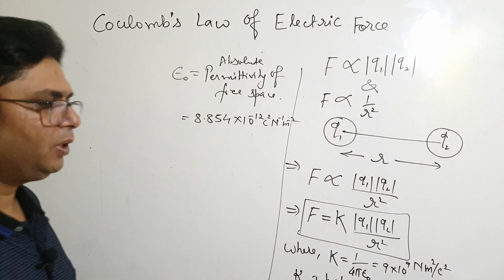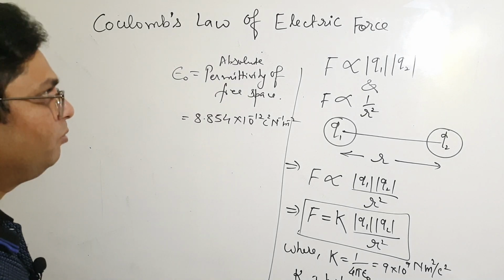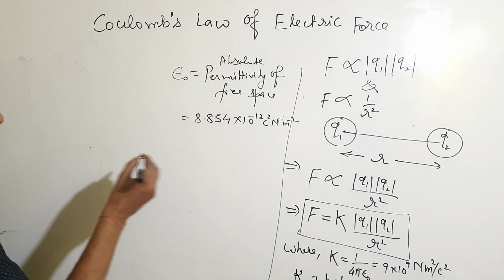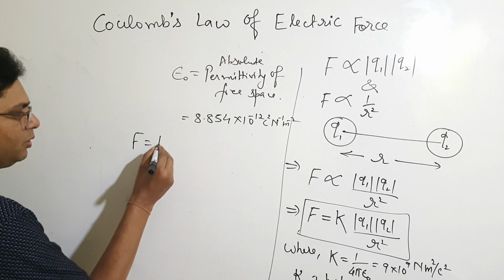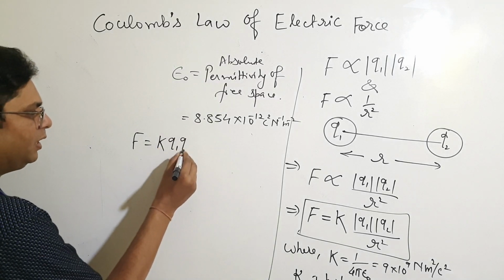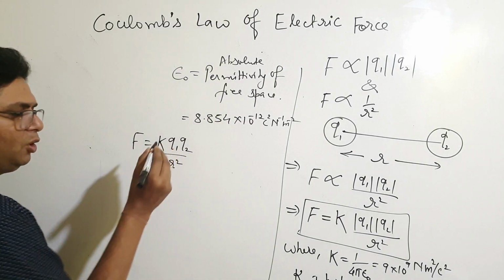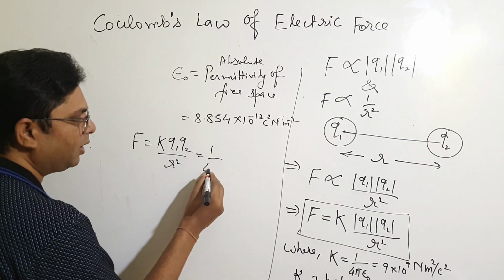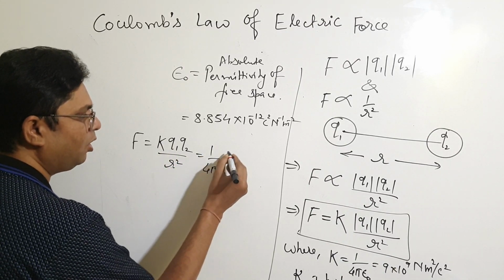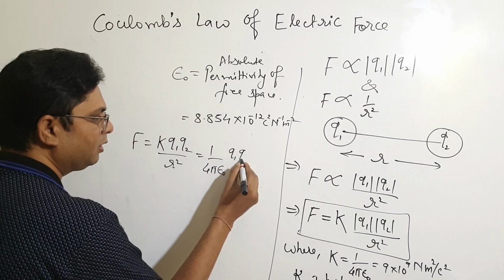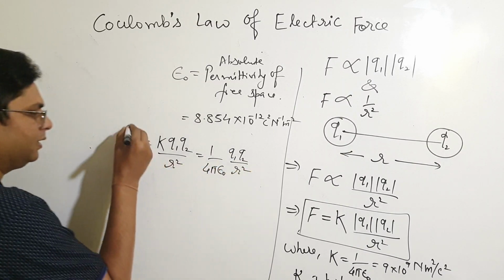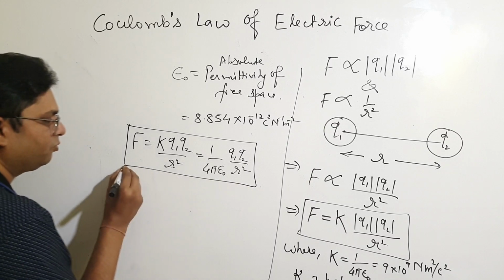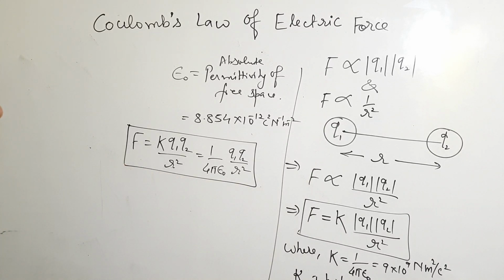So this is said to be the Coulombian force between two charges. So you can write F is equal to K Q1 Q2 upon R square. Here Q1 and Q2 are magnitudes. This is equal to 1 by 4 pi epsilon naught Q1 Q2 upon R square. This is said to be Coulomb's force. Let us have some questions based on this Coulomb force.